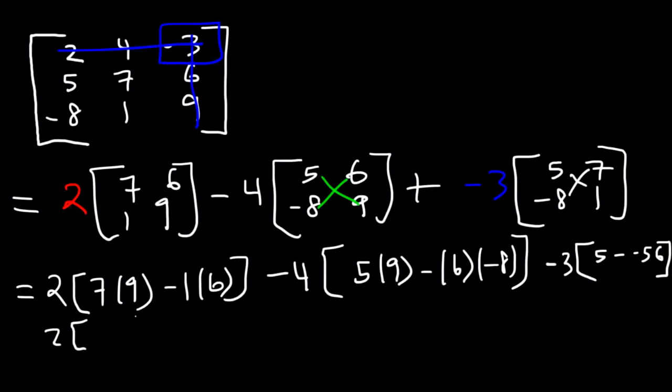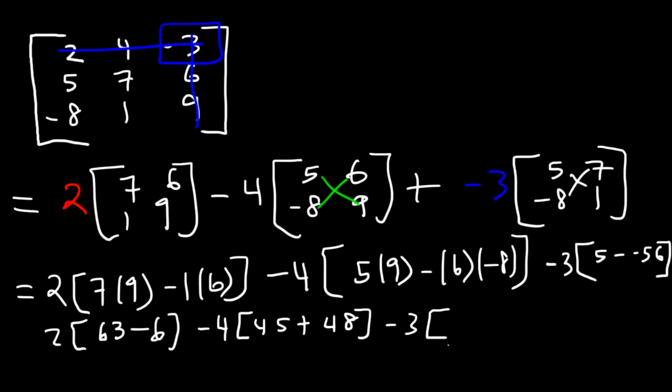So 7 times 9 is 63. 1 times 6 is 6. 5 times 9 is 45. Negative 6 times negative 8, that's positive 48. And then we have 5 minus negative 56, which is like 5 plus 56, so that's 61. 63 minus 6, that's 57. 45 plus 48, that's going to be 93.